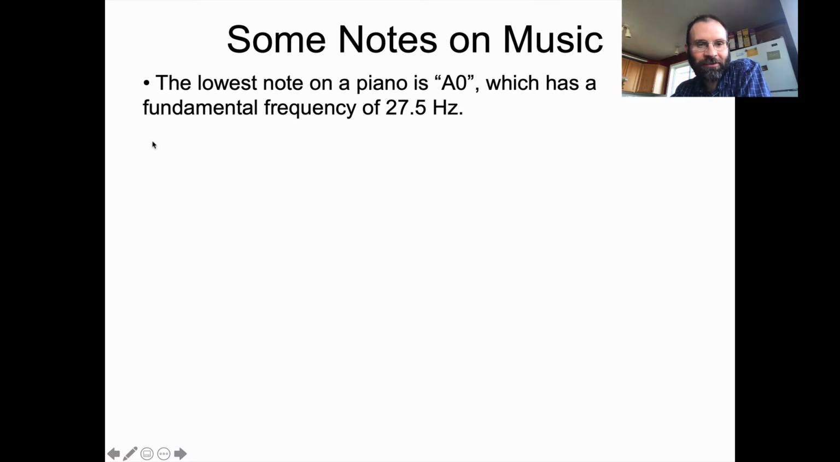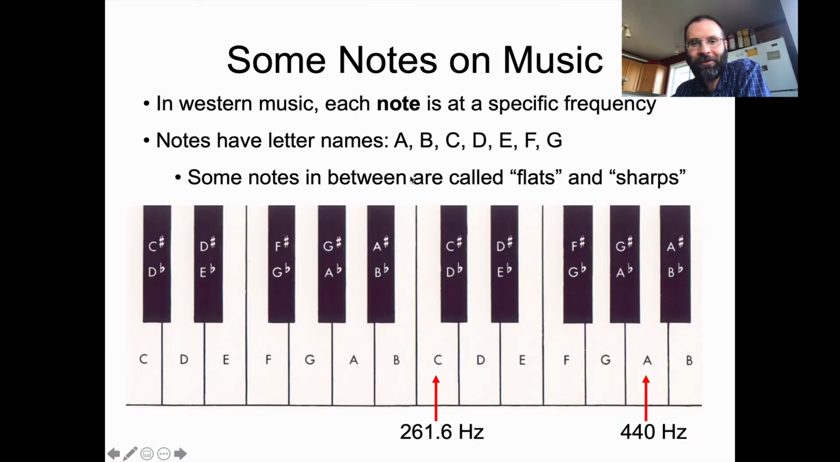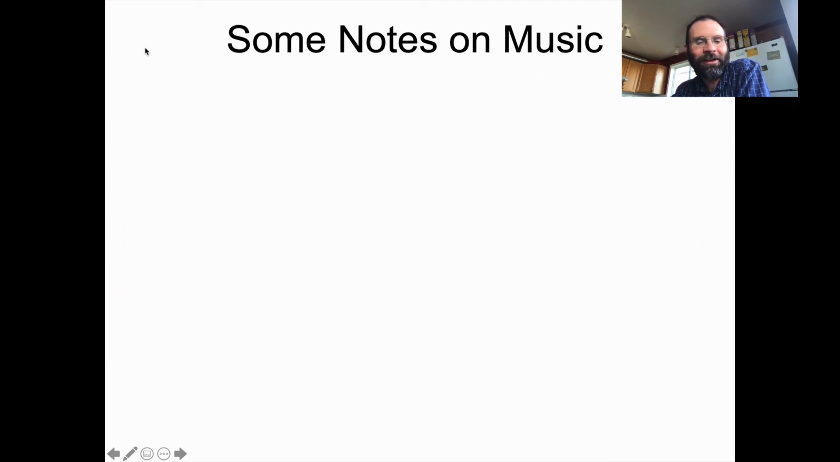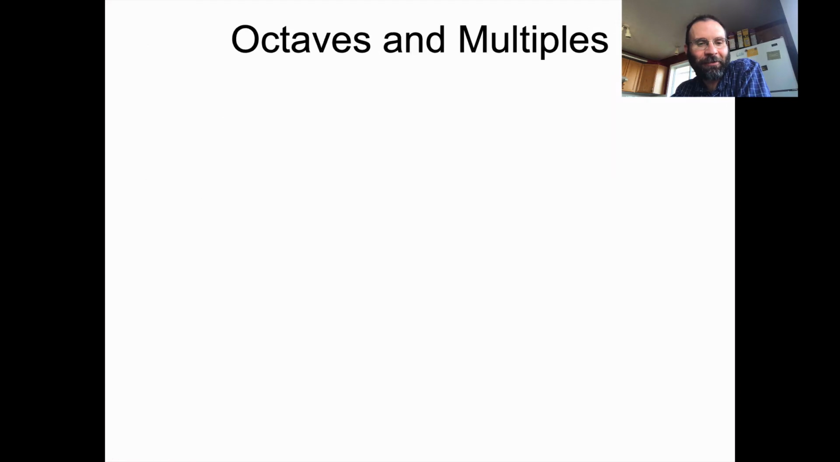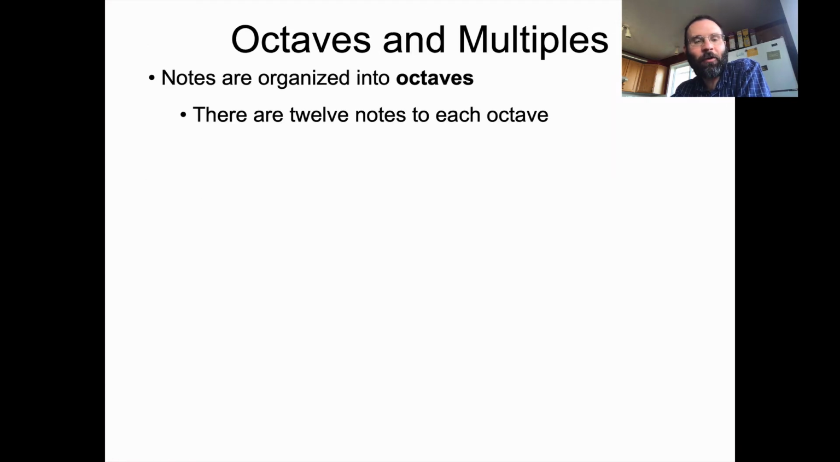And I guess I'll just reiterate here. There are 7 white keys, and there are 5 different black keys. That gives you 12 total. So there are 12 tones there that you can play around with. And like I said, they're organized into octaves. There are 12 notes to each octave.